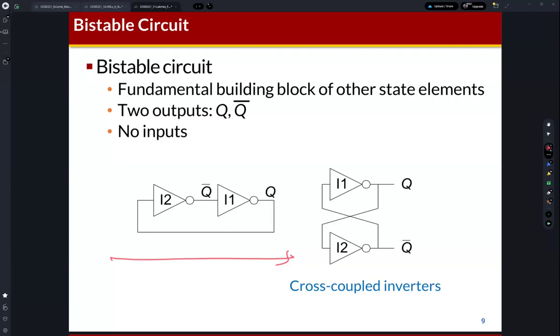Then what is the behavior of this circuit? If you see this circuit, you can find that it does not have any inputs. But this output is just fed back to the input of this I2. And then there are two outputs, Q and Q bar. This is a memory. This is a memory logic. We can store a digital value. How?